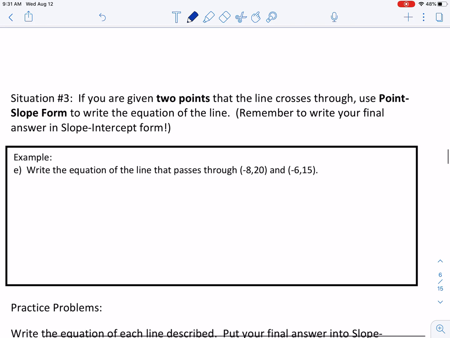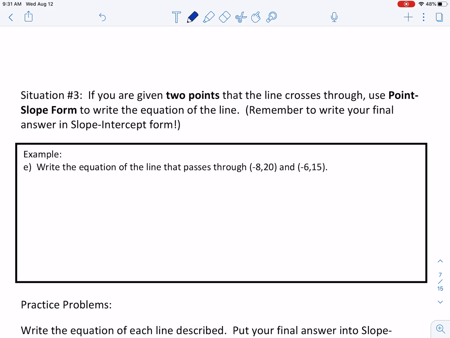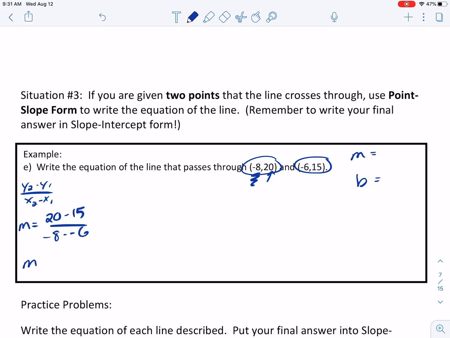Okay. The last situation is when you're not given any information. We don't have the slope and we don't have the y-intercept, so we need to solve for both. We have 2 points here. We can find the slope by using y2 minus y1 over x2 minus x1. So let's go ahead and do that. 20 minus 15. If you start with the 20, that means you need to start with the -8. -8 minus -6. Be careful with those double negatives. 5 over -2.